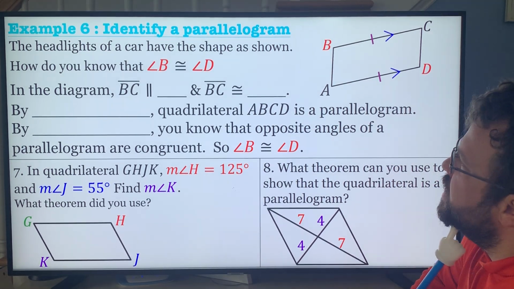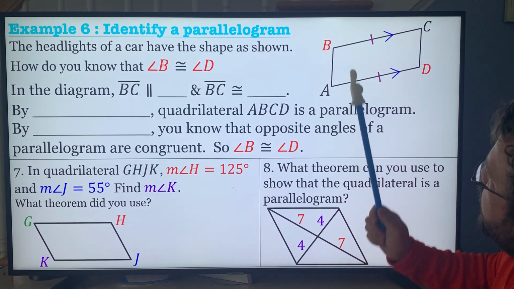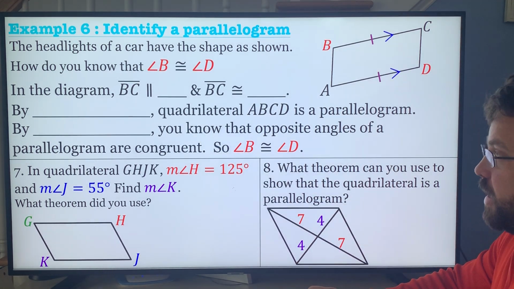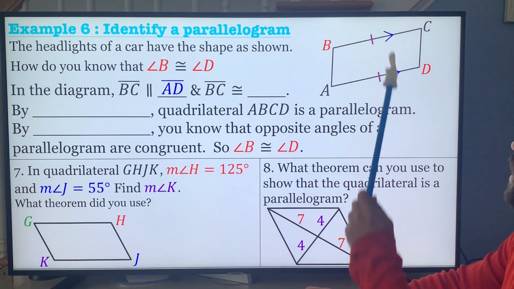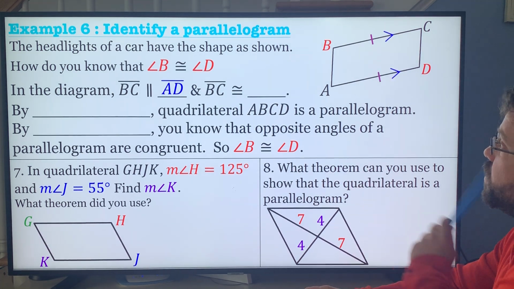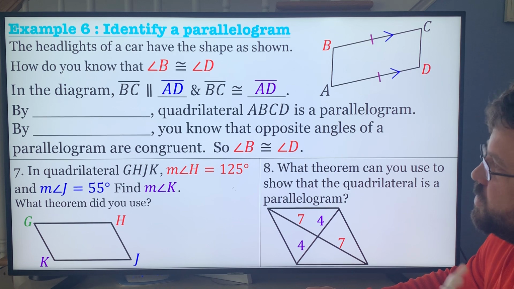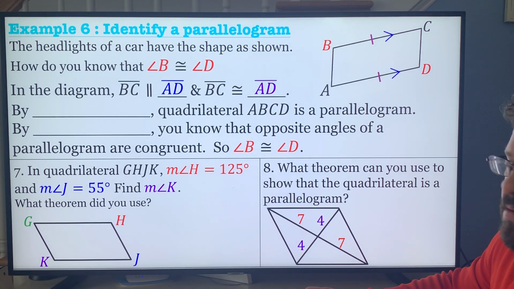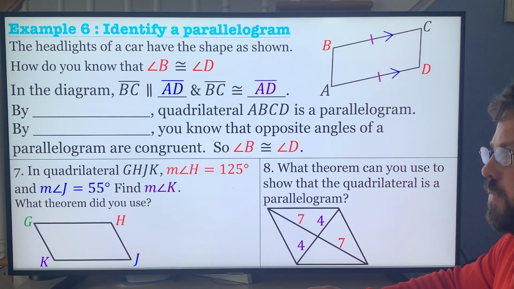So let's look. In the diagram, this says that BC is parallel to AD. Remember when I point, you have to say the answer. And it also says that BC is congruent to AD as well. So just use the theorem names here. This is like writing a proof.